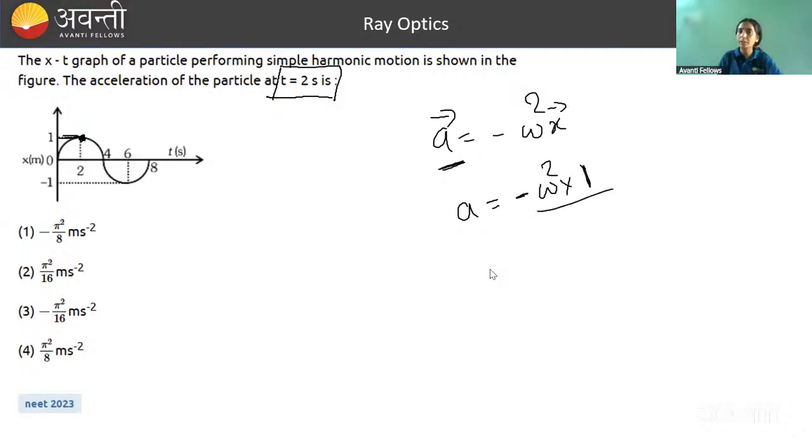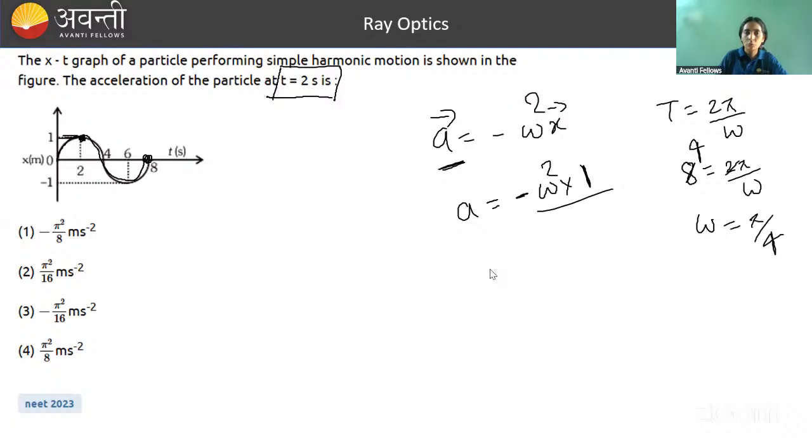Now we need to calculate omega. T equal to क्या होता है? 2 pi by omega. If you look at the diagram, then one time period is equal to how much? 8 seconds. In 8 seconds it is completing the cycle, so time period is 8 seconds, that is 2 pi by omega. This will become this. Omega is your pi by 4. ठीक है. So omega square आप क्या लिखोगे? Pi square by 16 into 1. So correct answer will be not plus pi square 16, minus pi square 16.